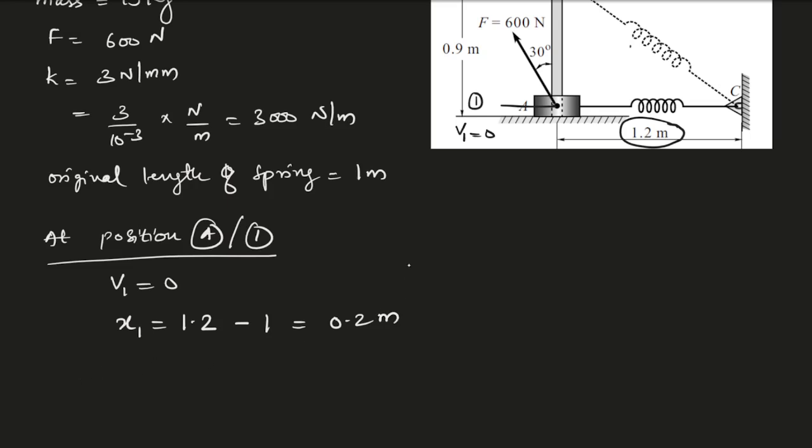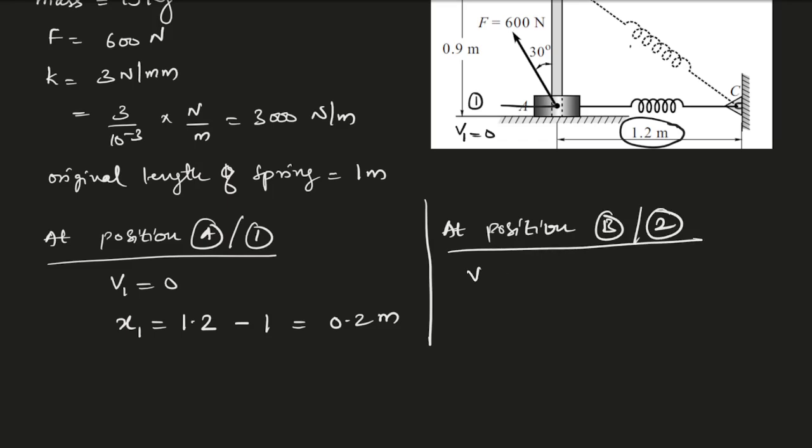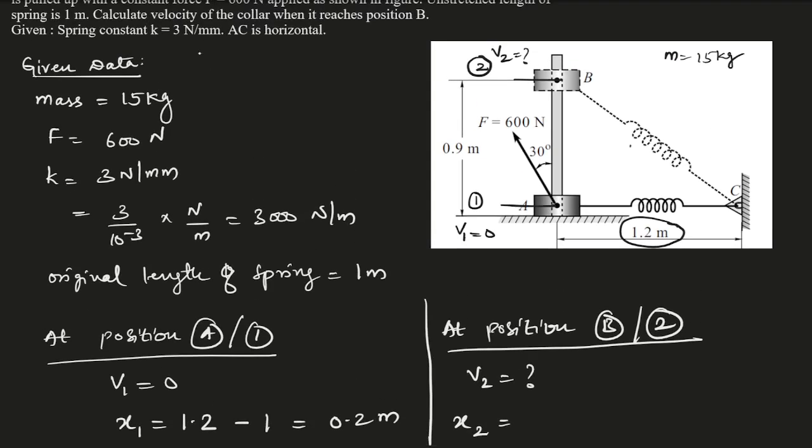And similarly at position 2, at position B or 2, here the velocity will be question mark. We have to find out what about the deformed length at B position. So here if you see, this is our deformed length, right? So we don't know exactly what is the length of this deformed one.